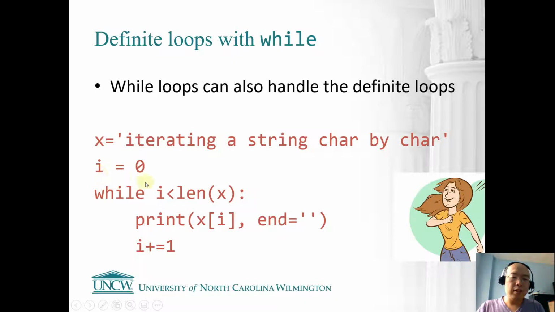So we start i as 0, and i will be used as an index, and then we say as long as i is smaller than the length of the string, we just print the current character with x[i], and then we increase i by 1. So the answer to this question, can we do a definite loop with a while? The answer is yes, no problem.